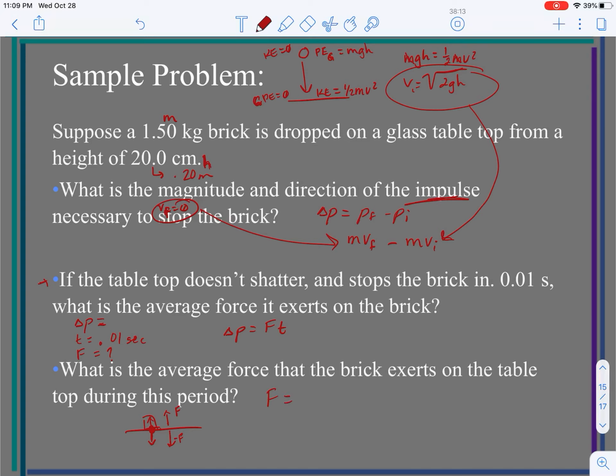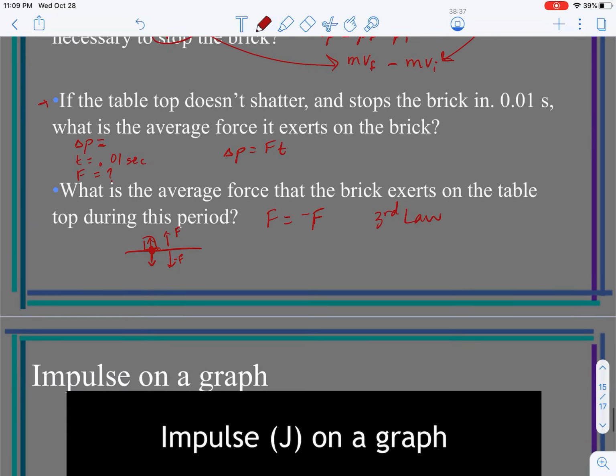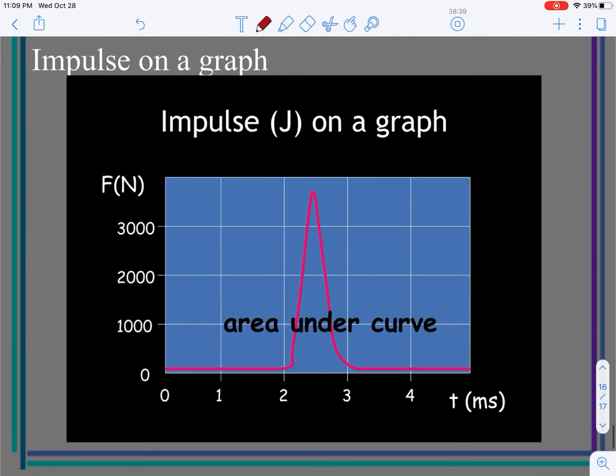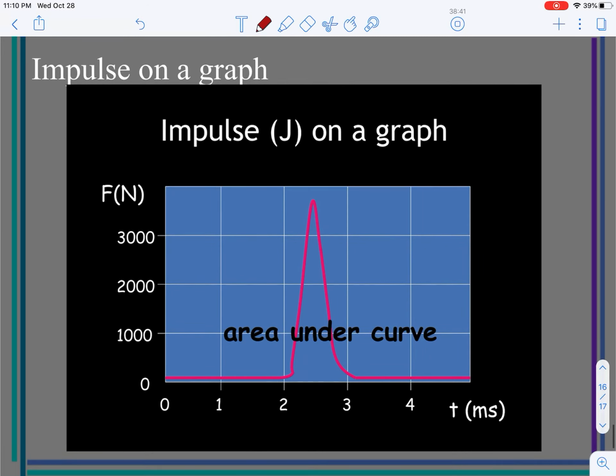So this means that the average force that the brick exerts onto the table is going to be the same magnitude that the table exerts onto the brick, but in the opposite direction. And once again, this is because of Newton's third law. Okay, so our answer here would be negative F, whatever F was in the previous question.